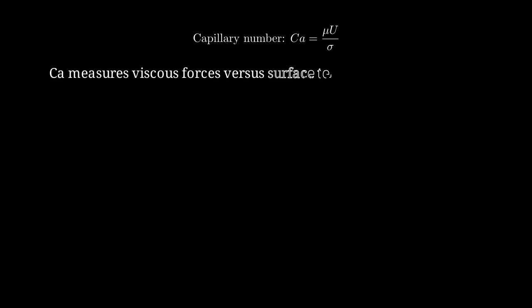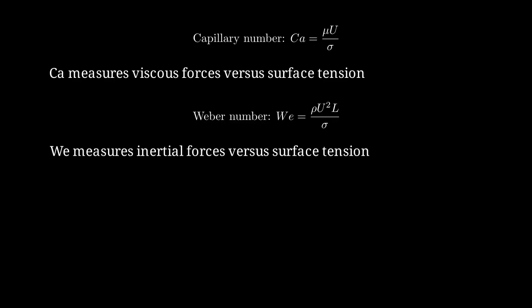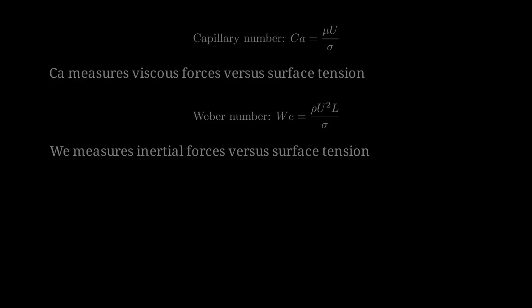The capillary number tells us the ratio of viscous forces to surface tension forces. Second is the Weber number. We equals rho u squared L over sigma, where rho is density and L is a characteristic length. The Weber number compares inertial forces to surface tension.